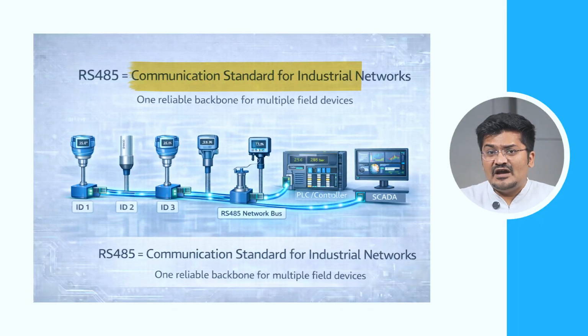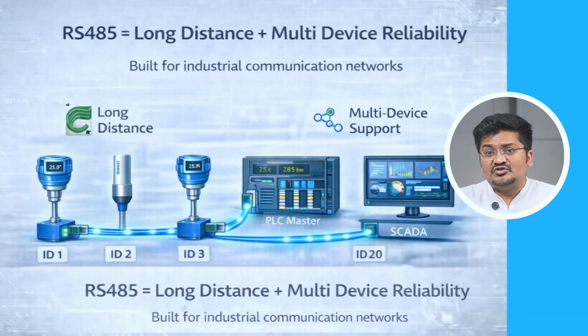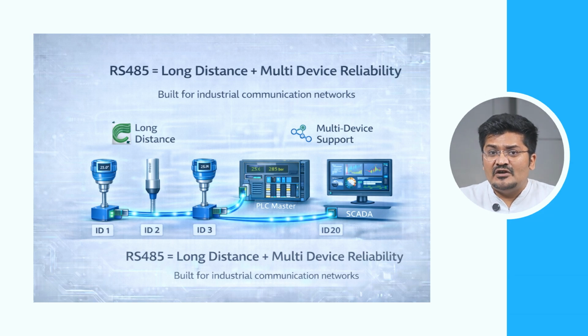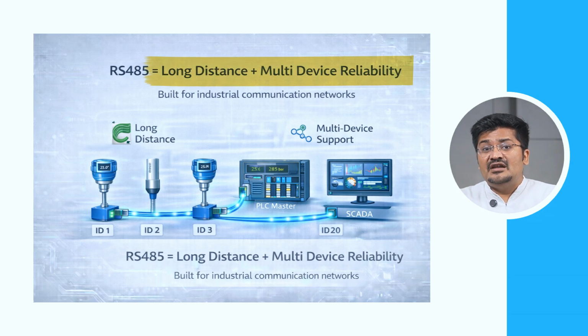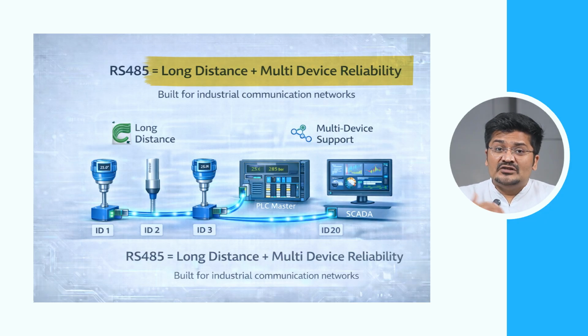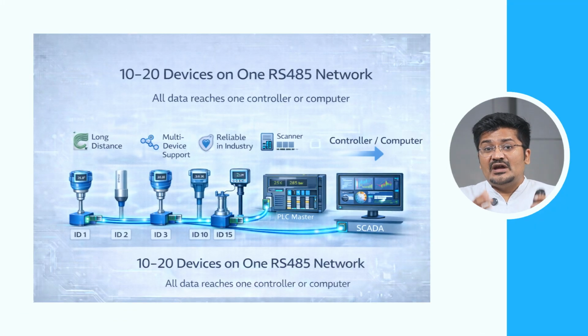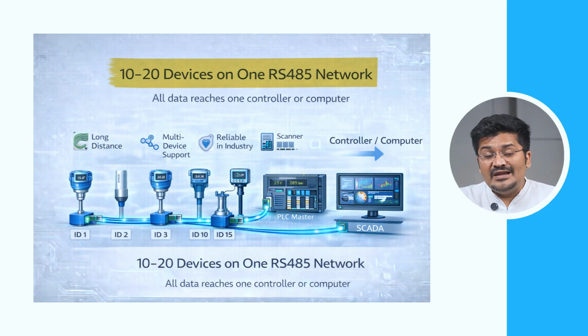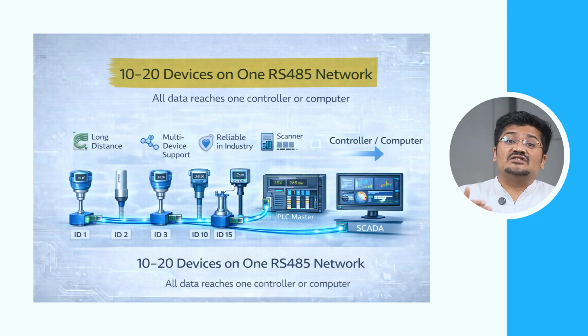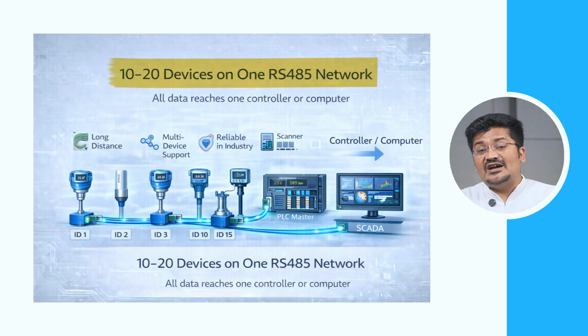Most Modbus systems use RS485 communication. RS485 is a communication standard used for industrial networks. The main advantages of RS485 communication are that it can travel long distance and support multiple devices. Also, it is very reliable in industrial environments. For example, you can connect 10 or 20 transmitters on the same RS485 network. All devices send data to the controller or computer.